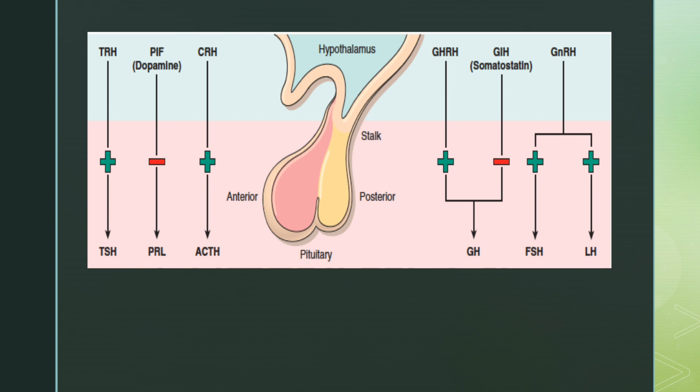All of these are under direct influence of the hypothalamus, and the signals coming from the hypothalamus are all stimulatory, with the exception of dopamine, which inhibits the secretion of prolactin, and somatostatin, which inhibits the secretion of growth hormone.